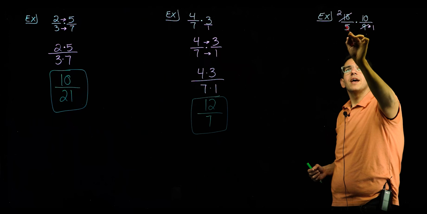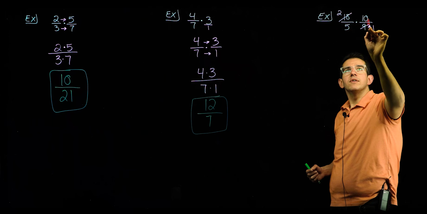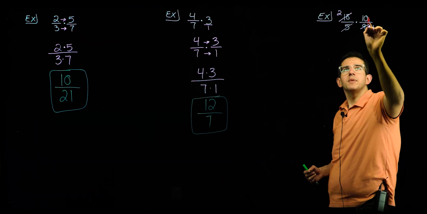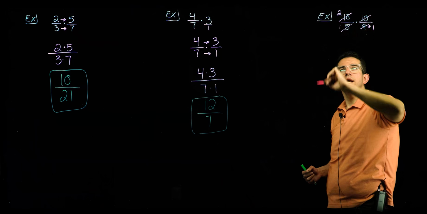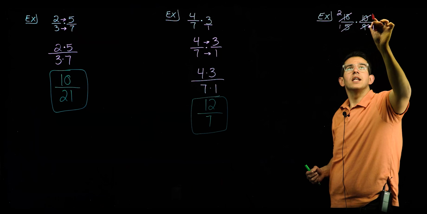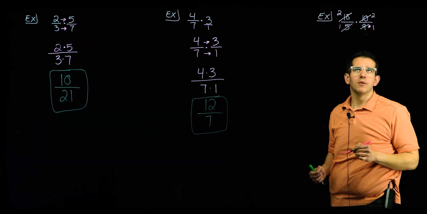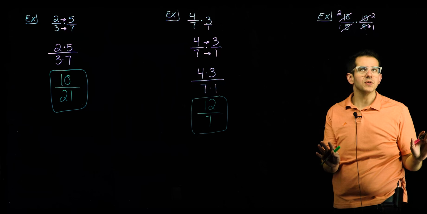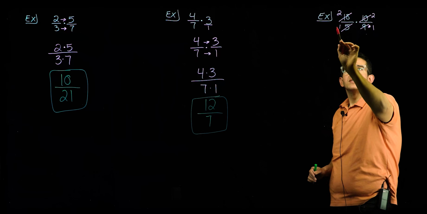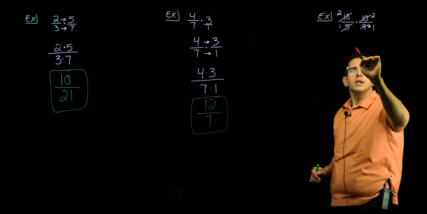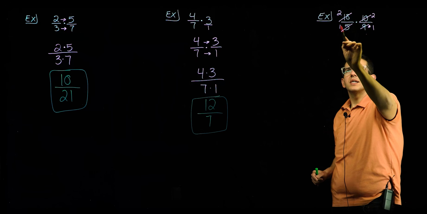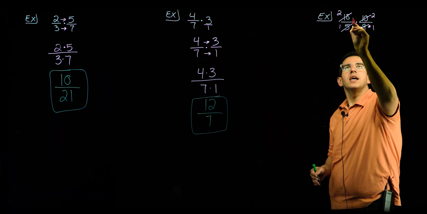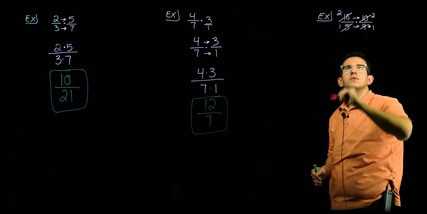Over here, we have a common factor of 5 with this 10. We can cancel a 5 from each of these, leaving us with 1 in this denominator and 2 in this numerator. And there are no more common factors. 2 has nothing in common with 1 or 1, and this 2 has nothing in common with 1 or 1, so we begin multiplying. Again, straight across.